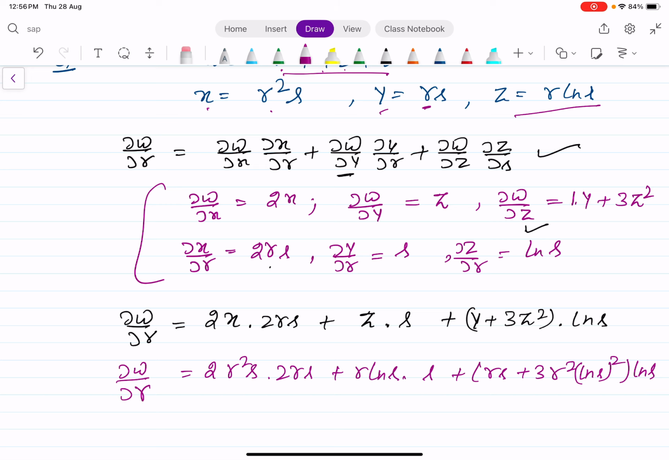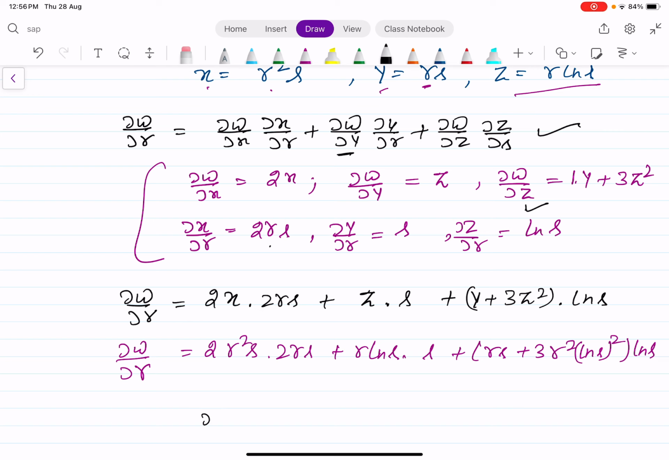Similarly, we can compute the value of ∂W/∂S. That you have to compute by yourself. Okay, compute it.